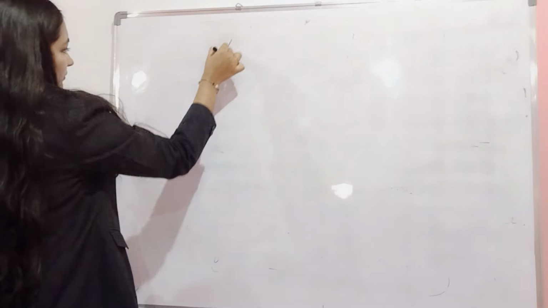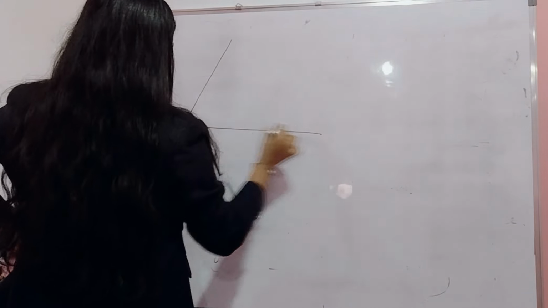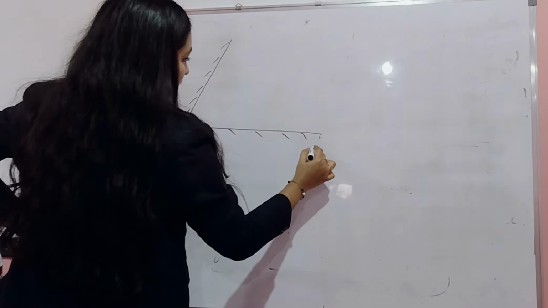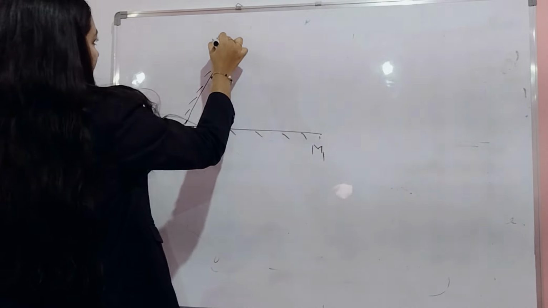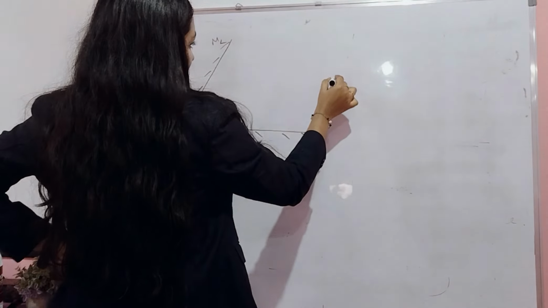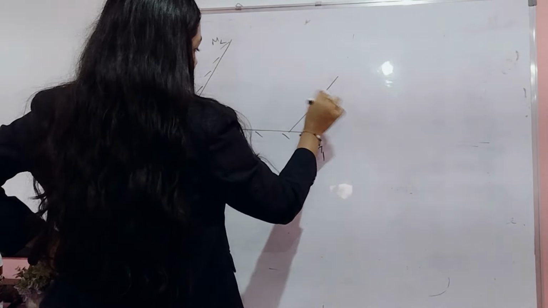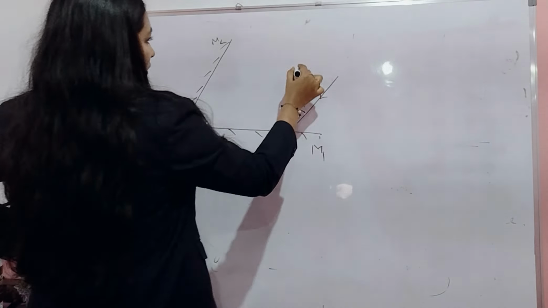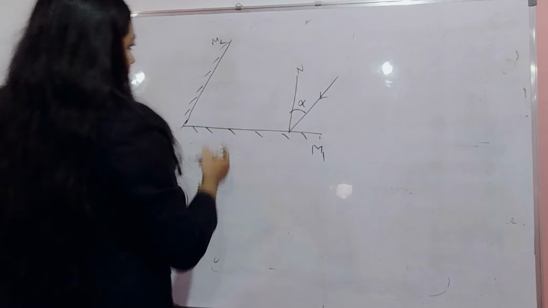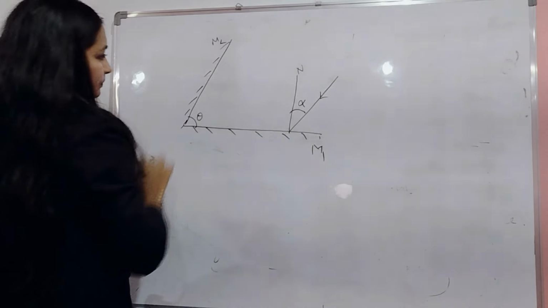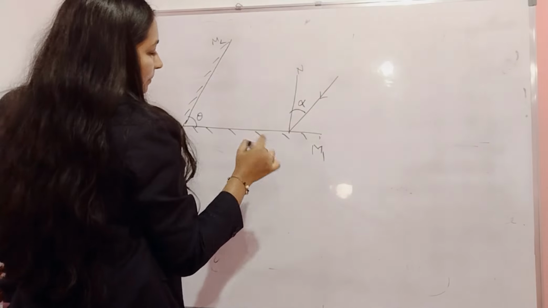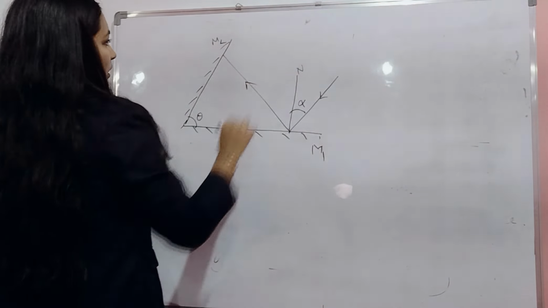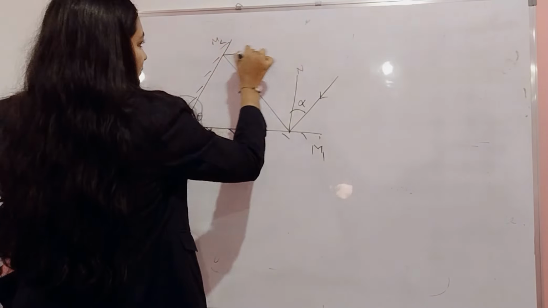Taking an arrangement of 2 mirrors, this is M1 and this is M2. So an incident ray is falling on the first mirror. It is making angle alpha. The angle between the two mirrors is theta. So after incidence, what happens? It reflects back, right? The reflected ray falls on the second mirror and again it reflects back.